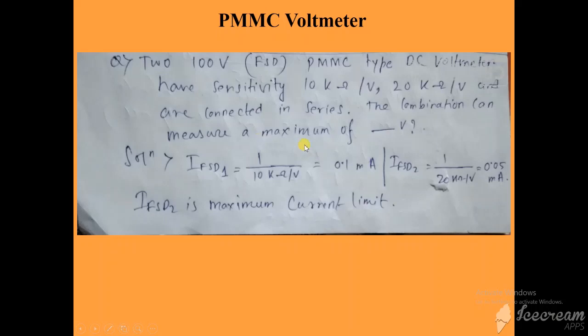Okay, so what is the situation here? We have 2 voltmeters in series, right? So obviously they will give some voltage. We have taken two voltmeters. One has the characteristic 10 kilo ohm per volt, the other has the characteristic 20 kilo ohm per volt, and we have connected them in series, right?